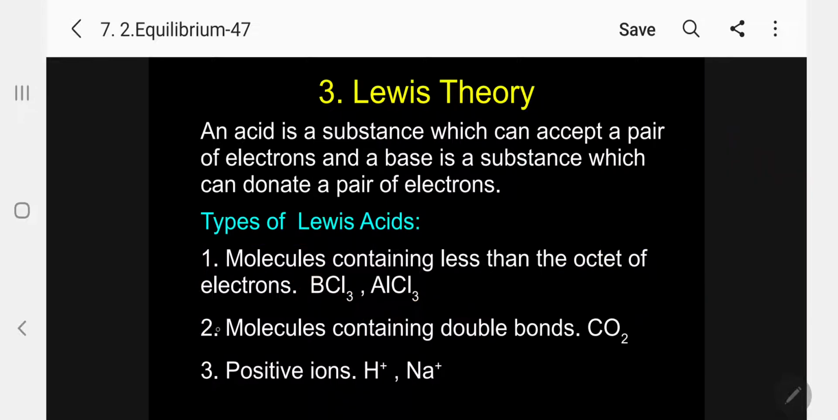The next type: molecules containing double bonds will normally act as a Lewis acid. Example, carbon dioxide.